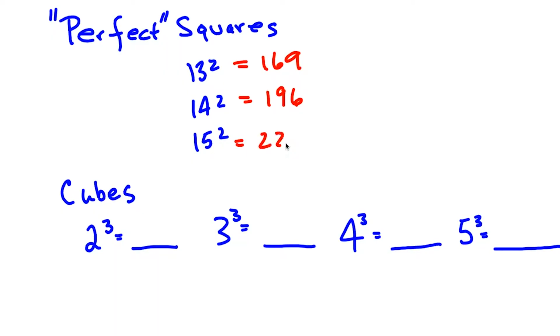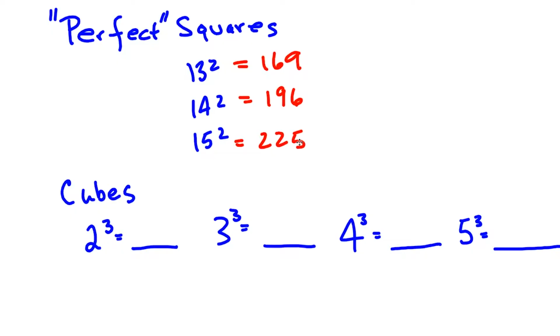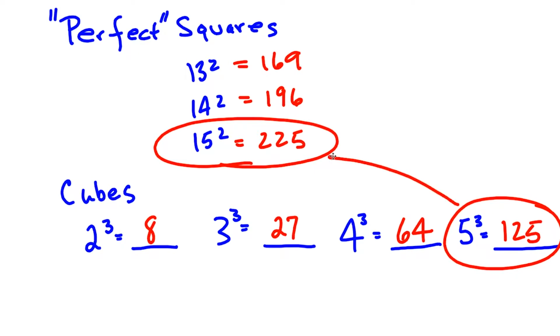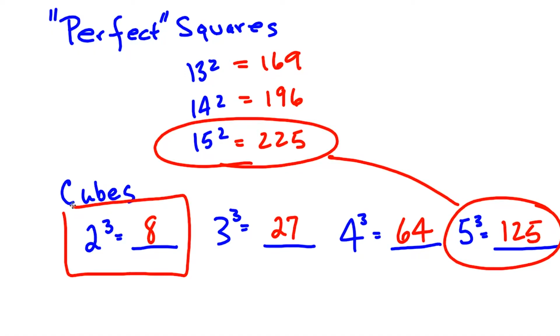15 squared is 225. I'd also like you to know the first 4 perfect cubes. 2 cubed is 8, 3 cubed is 27, 4 cubed is 64, and 5 cubed is 125. Another memory device I like for this, 15 squared is 225, 5 cubed is 125. Those numbers have an easy relationship for me in my mind. The one that you have to absolutely know is 2 cubed equals 8. It is standardized test, college entrance test's favorite exponent and root.